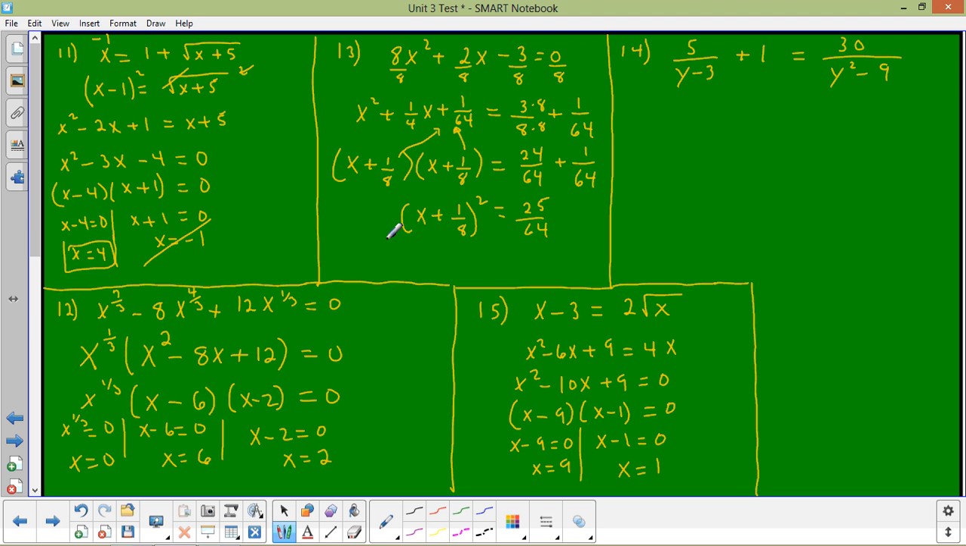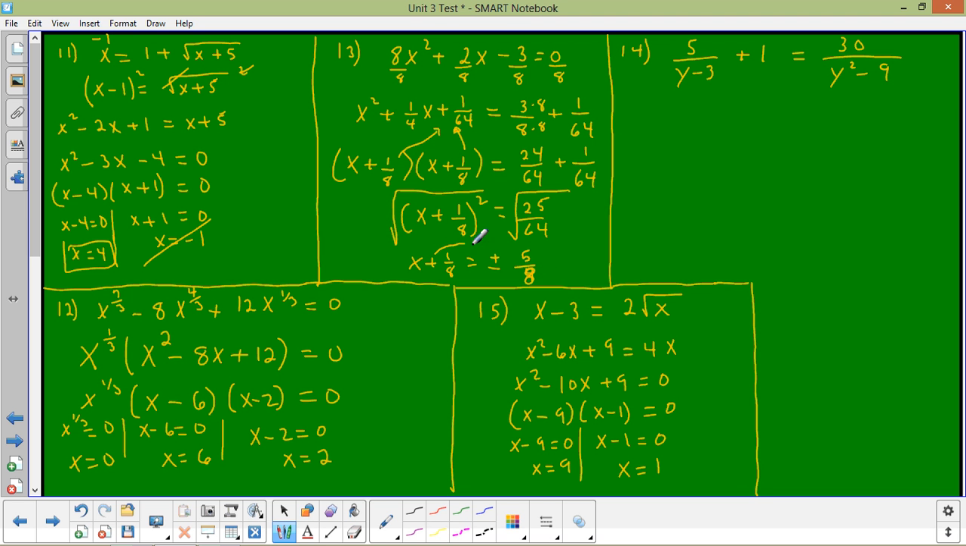Then from there, we do our square root, and we get x plus 1/8 equals plus or minus, and this is actually a perfect square, 5/8. Sorry, 5/8, not 5/4. 25/64 square root is 5/8.